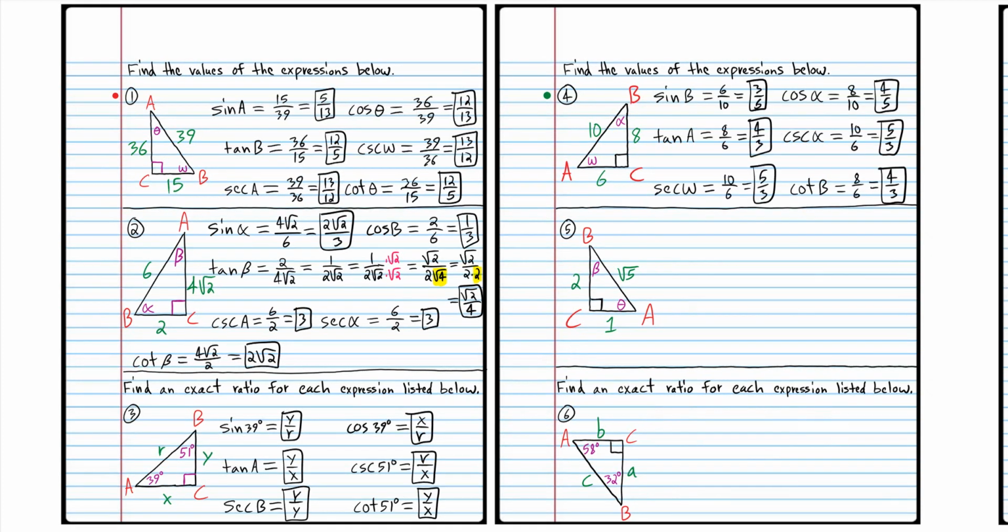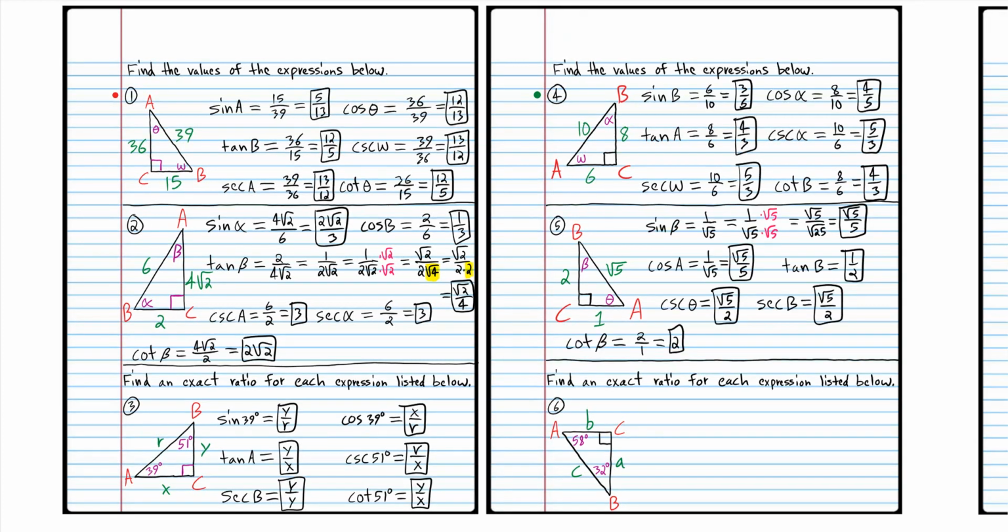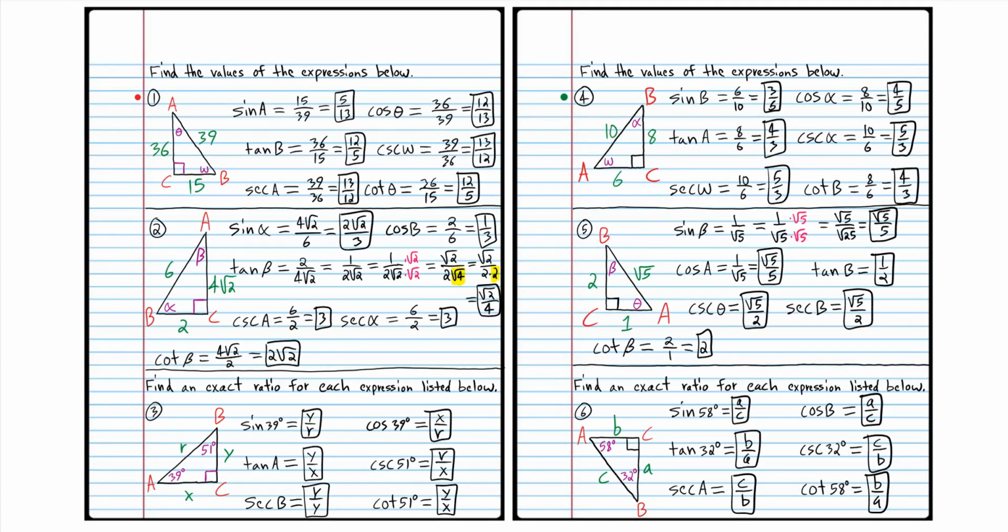Okay, we're back. So those are the answers for number 4. If you got those right, good job. Go ahead and try number 5. When you come back, we'll do it together. Okay, we're back. So those are the answers for number 5. If you got those right, good job. Go ahead and try number 6, and when you come back, we'll do it together. Okay, we're back. So those are the answers for number 6. If you got those right, good job.